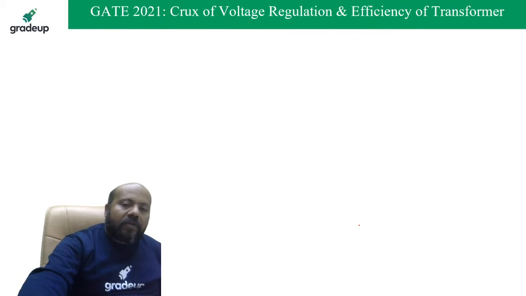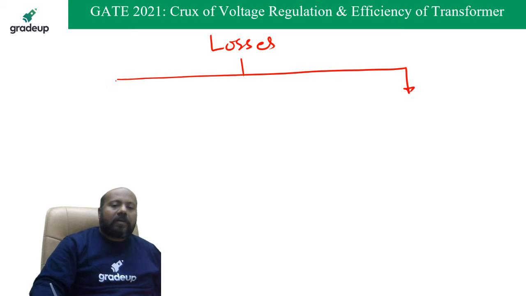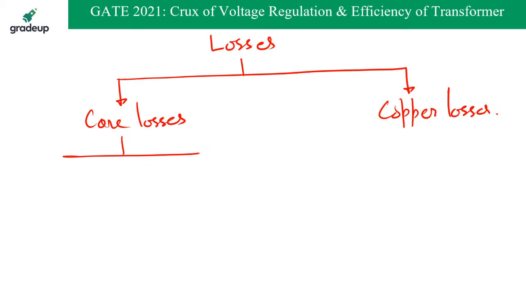Let us see the transformer losses. You tell me what are the possible losses in the transformer. There are going to be two types of losses: core losses, because transformer is a static device, and copper losses. Core losses, you know that we can define as hysteresis losses and eddy current losses.